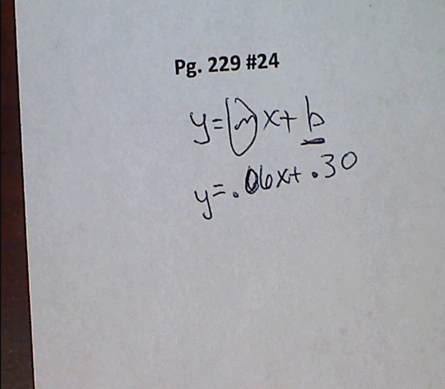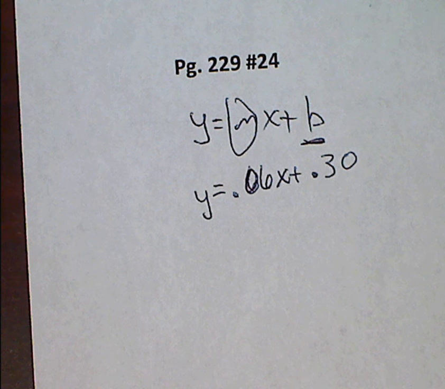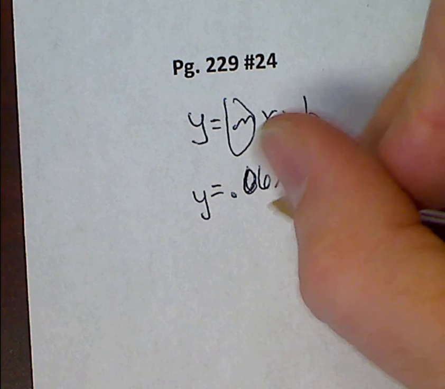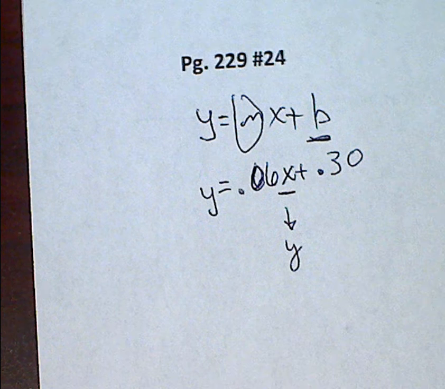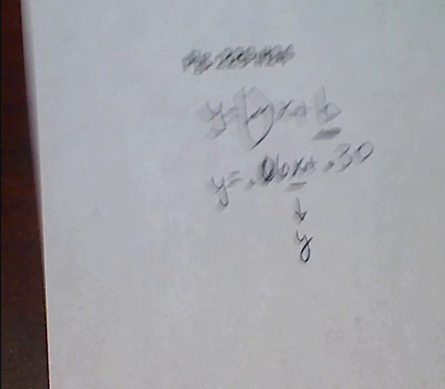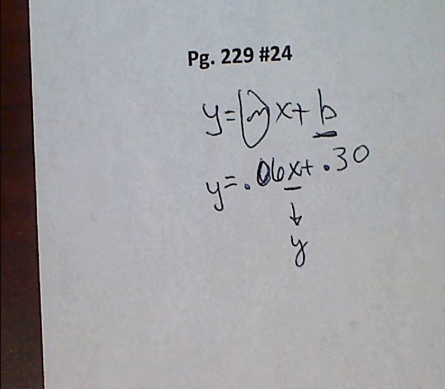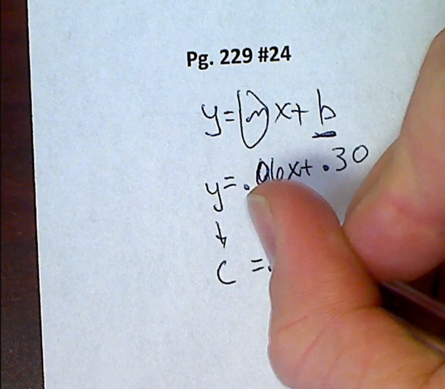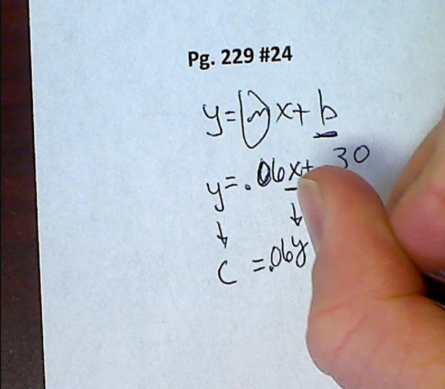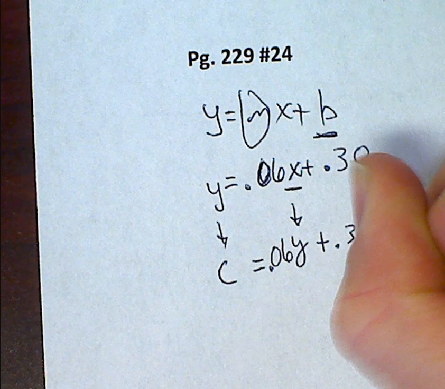Write a linear equation to find the cost C of a dictionary Y years after 1904. So X actually stands for years, but they want me to change that to Y. And then C actually stands for the cost. So this turns into my cost equation: C equals 0.06Y plus 0.30.